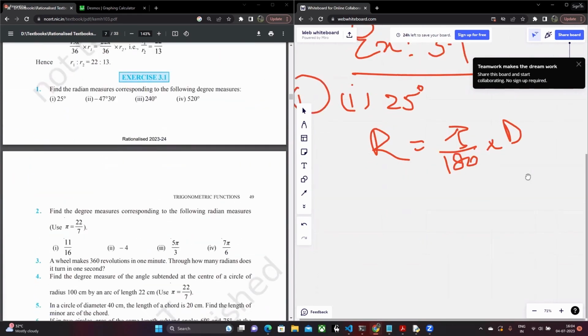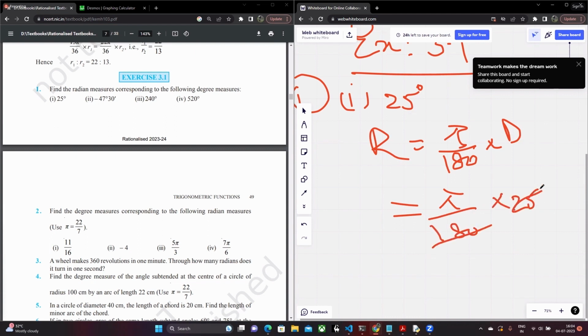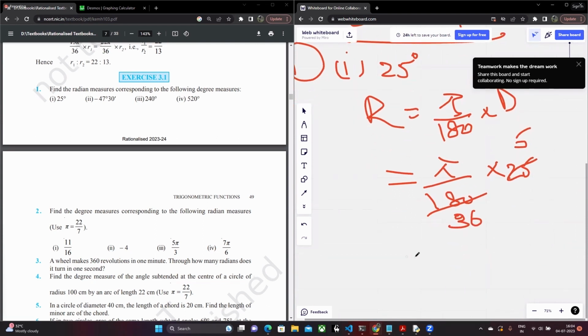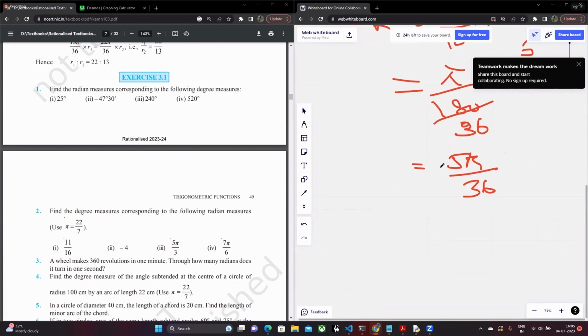With this formula, I can substitute 25 instead of d, and I'm going to get the radian value. That is going to be pi by 180 into 25. This goes 5 times, here this goes 36 times. So this is basically 5 pi by 36 radians. If you want to represent it in decimals, you can, but 5 pi by 36 radians is perfectly valid.